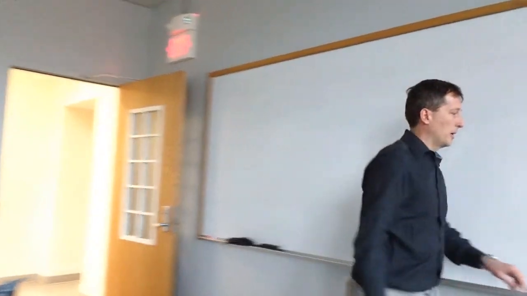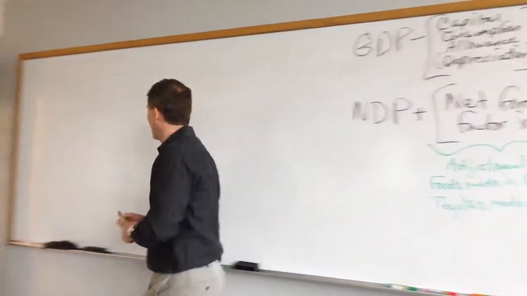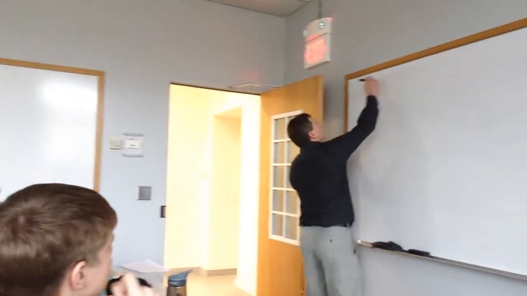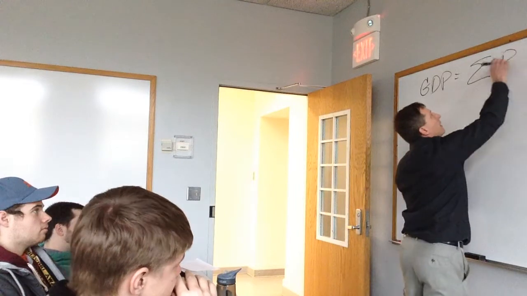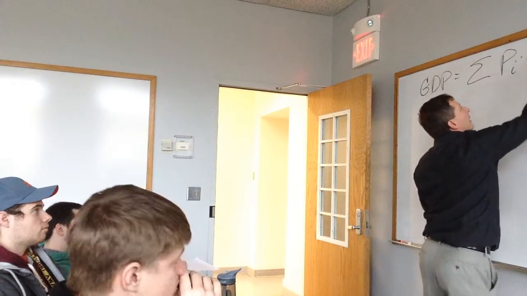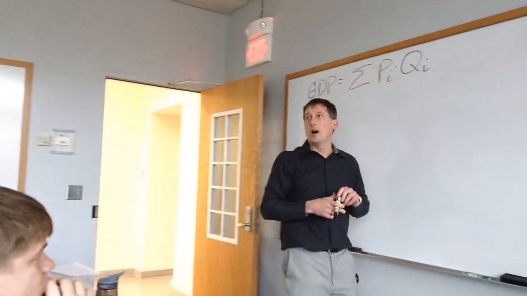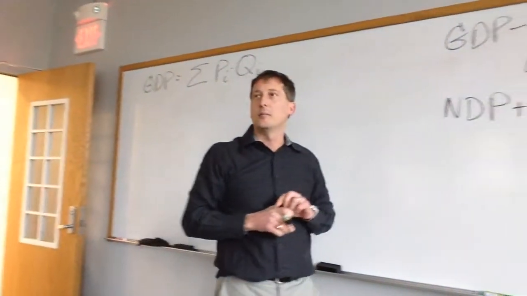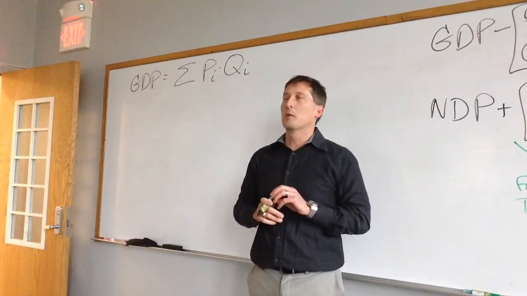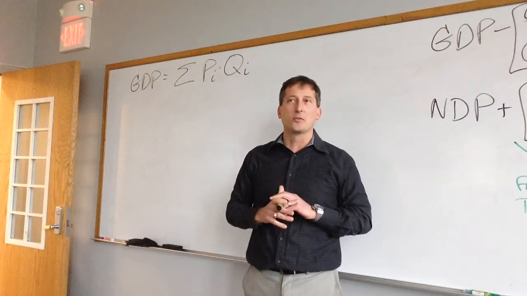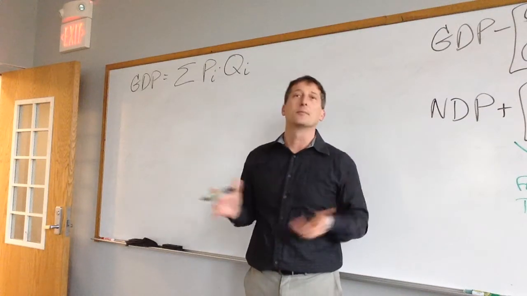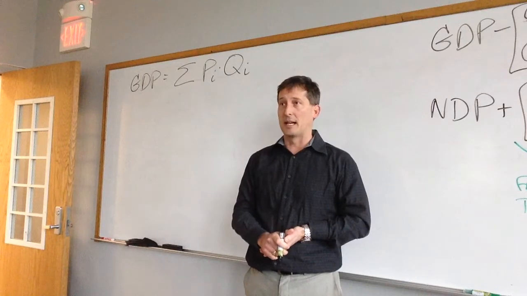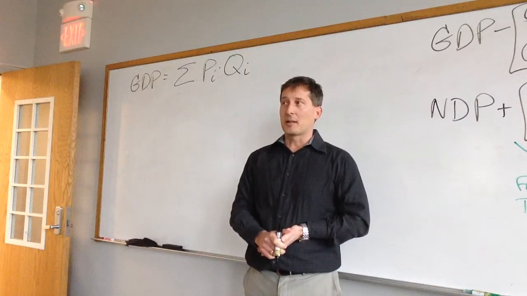What do we care more about, the P or the Q? So GDP equals the sum of price times quantity of all the stuff that we make. What do we care more about, the P or the Q, for well-being, for how well off we are, for how happy we are? The Q, right? So we care about the Q.